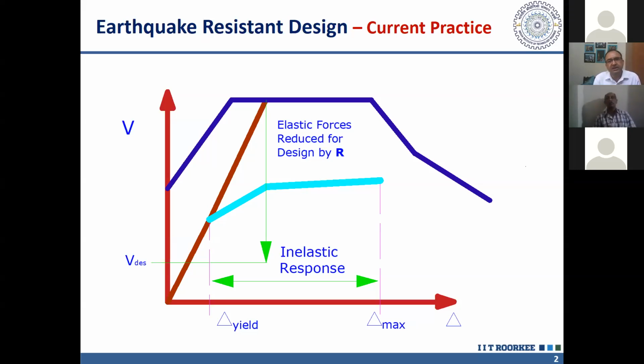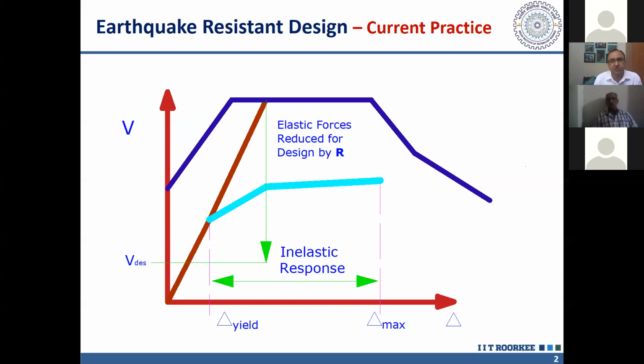So we have to design our structures in such a way that the structure should be able to dissipate the energy which is being imparted by the earthquake. The structure should be able to dissipate energy at the same rate or at a higher rate. So if the structure is able to dissipate energy at same or higher rate, it will survive the earthquake. And that is our current philosophy of design.